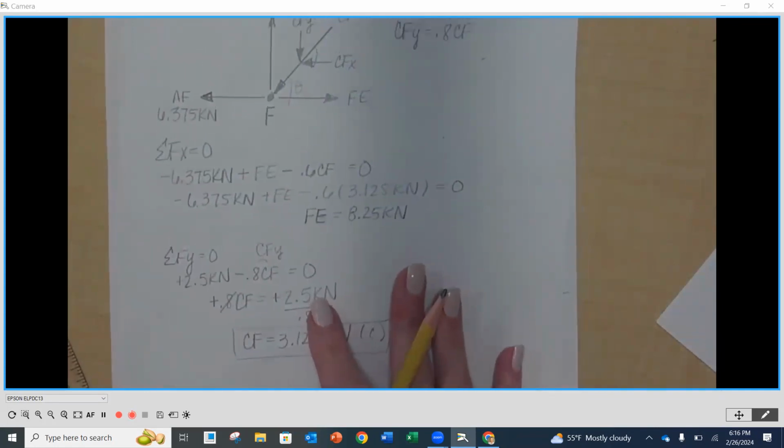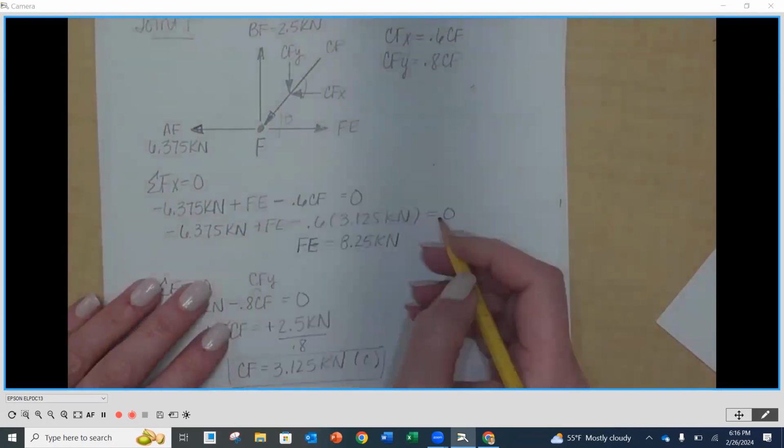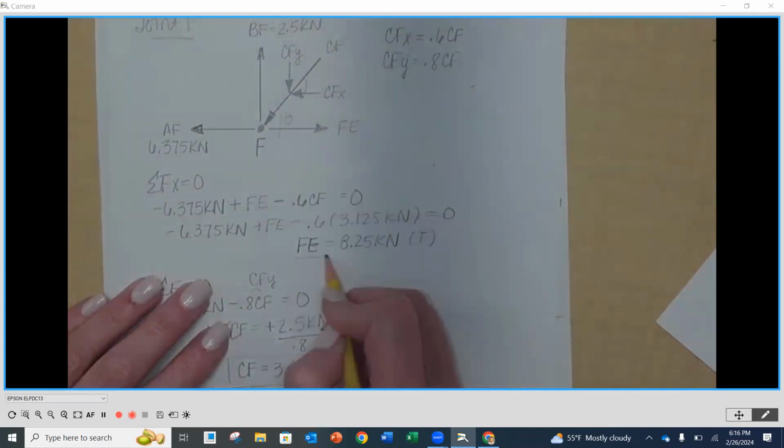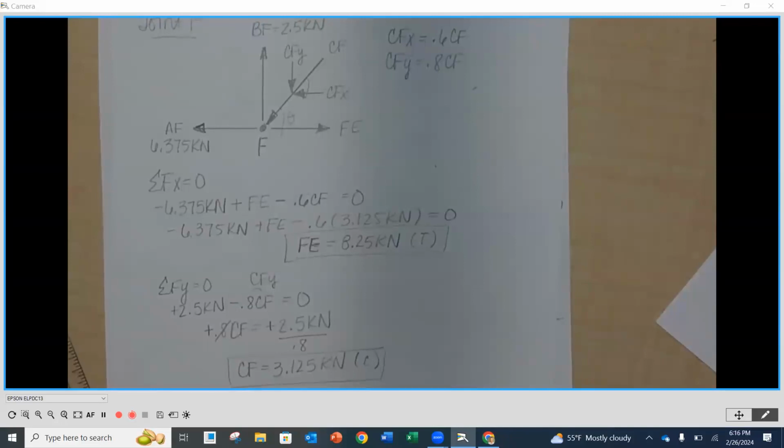Now, before we put a box around it, is it tension or compression? Tension, pulling away, right? FE is pulling away from F. It's in tension. There we go. Everybody got this one?